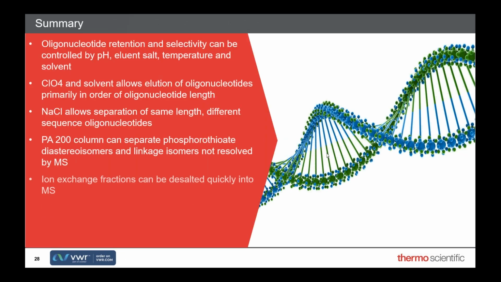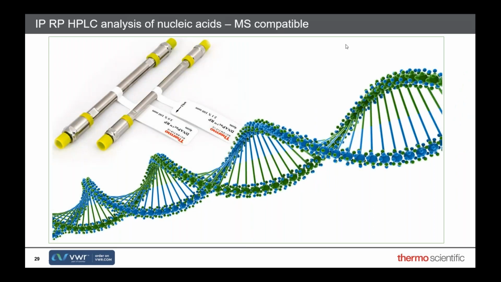So really, oligonucleotide retention and selectivity can be changed. If you want a size-only separation, go to perchlorate. If you want the ultimate separation and same length separations and sequence separations, sodium chloride. If you've got something big and sticky, I would tend to go to perchlorate just to get it off with less salt. But you can change the pH, solvent, and temperature, and you'll get a good separation. And you can get these fractions automatically desalted straight into MS without any really extension on your analytical time. It's only taken a couple of minutes to do the desalt. And you've got some new columns there that are good.